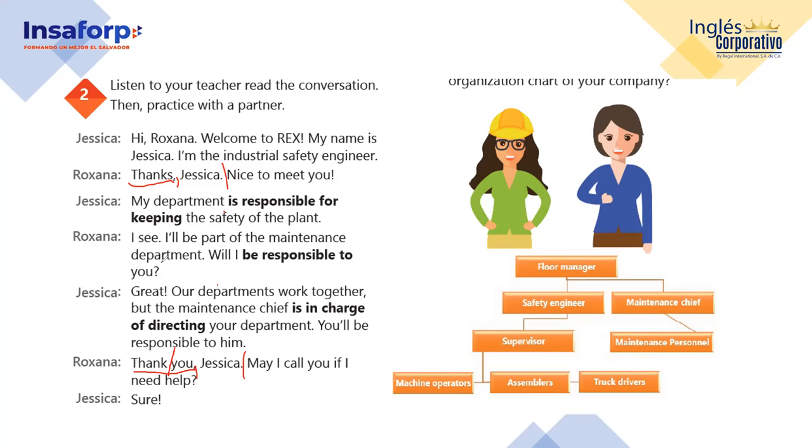There was another one. Okay, in this one, you do not respect punctuation. For example, you say, I see, I'll be part of the maintenance department, will be responsible to you. We have a punctuation in there. I see, I'll be part of the maintenance department. Will I be responsible to you? There are two different sentences, right? But you have read it as if it were one single sentence, okay? Then we are going to listen to two more students.